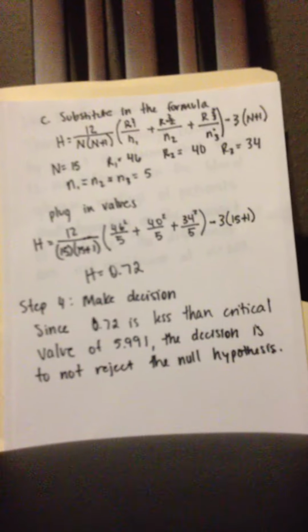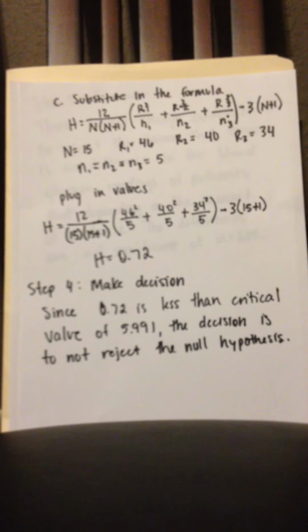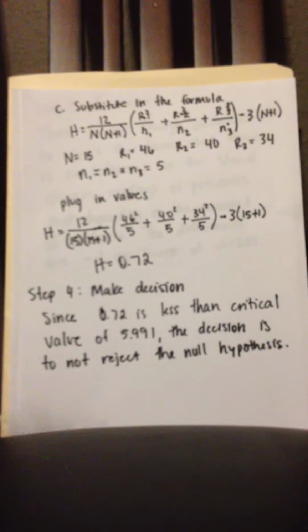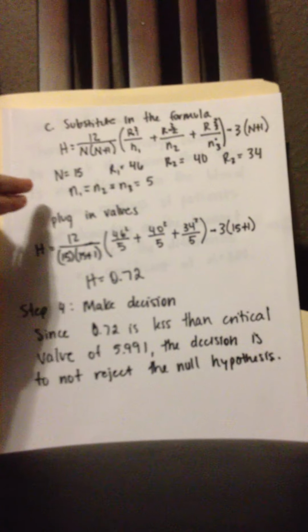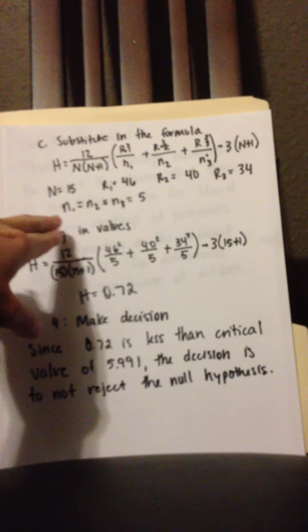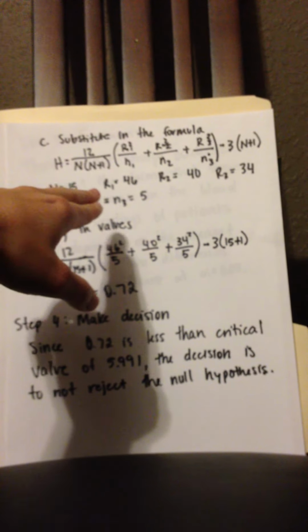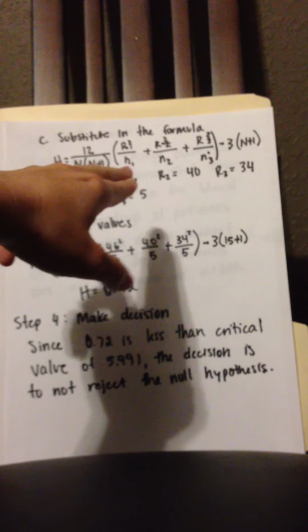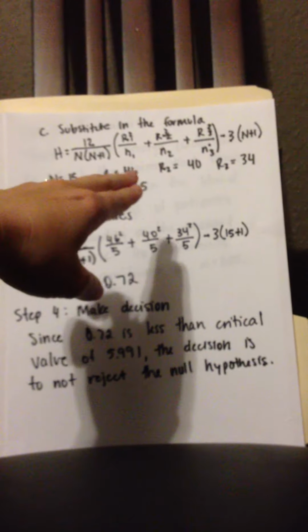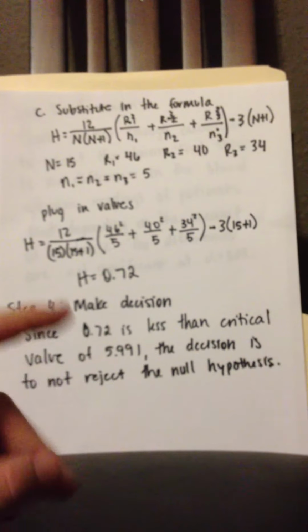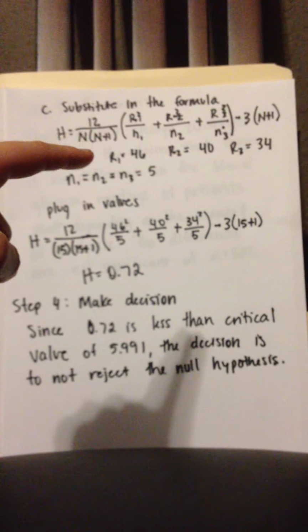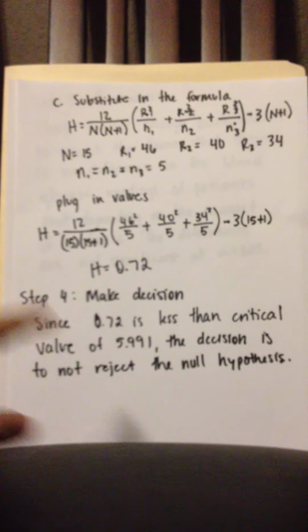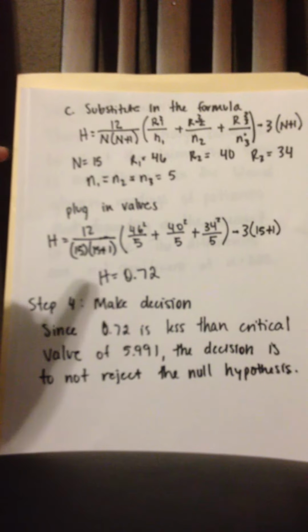So for step C, in step 3 of finding the test value, we have to substitute in the formula to find the H value. Our total sample size was 15. R1 was 46, the sum of the ranks of group A. R2 was 40, the sum of group B, and R3 was the sum of group C, which was 34. And n was equal for all the groups, which was 5.